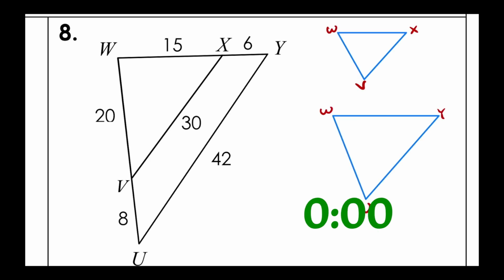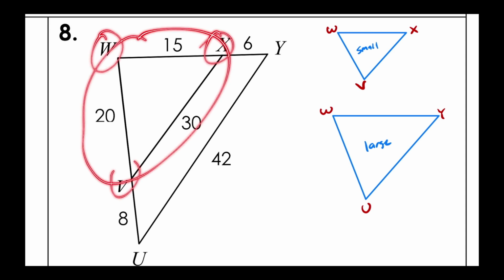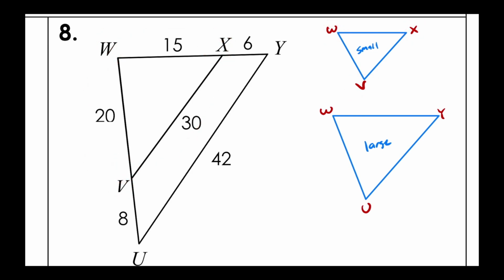Okay, time is up. So if you noticed while you were doing that, I drew the two separate triangles. I drew the small one up here and the large one up here. Then I labeled the sides. The small one is WXV, and the large one is WYU. Now I'm going to label the lengths of the sides. For the small one, this is 15, this is 20, and this is 30. And then the large one, this is 42 right here.